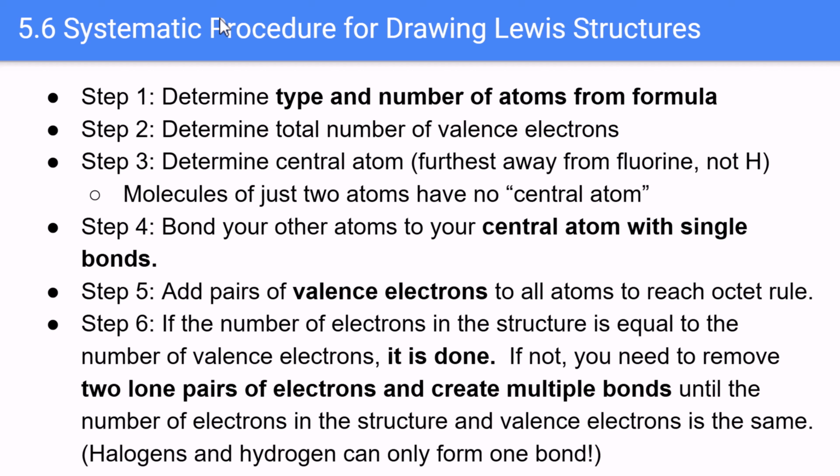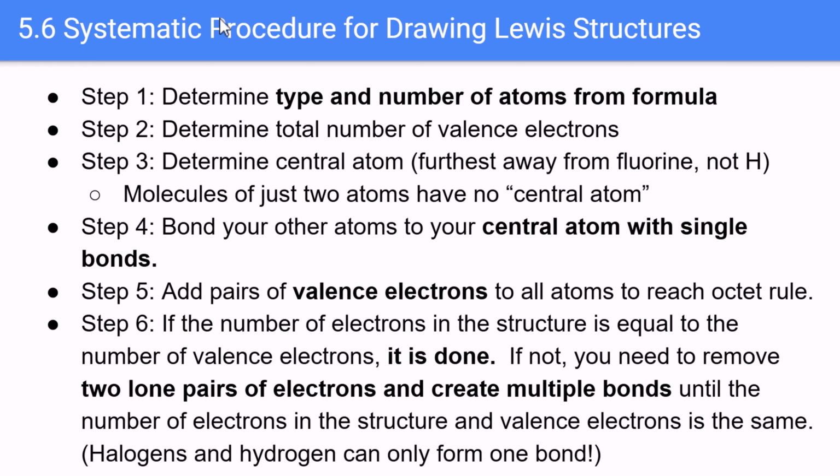Read step 6: if the number of electrons in the structure is equal to the number of valence electrons, it is done. So if in step 5 you add up the total number of electrons in the structure and it's the same as what you have in step 2, you're finished. You've drawn the correct structure. If not, you need to remove 2 lone pairs of electrons and create multiple bonds until the number of electrons in your structure and valence electrons is the same. Keep in mind that halogens, those in group 17 (fluorine, chlorine, bromine, etc.), and hydrogen can only form 1 bond. So there's a set of rules you work through.